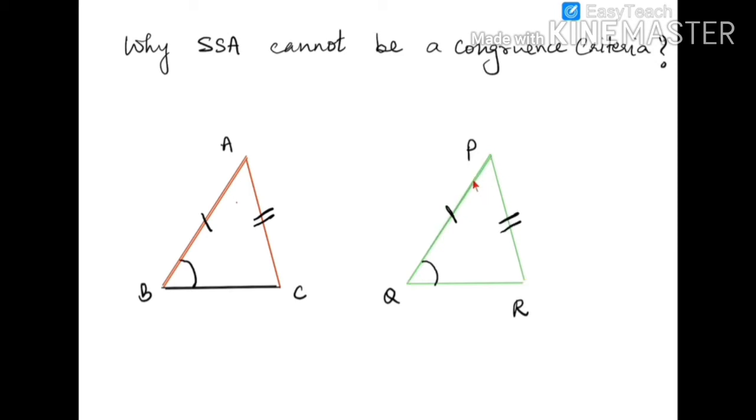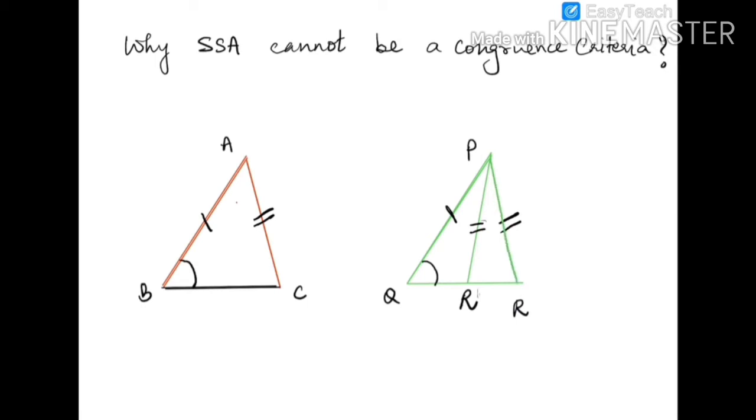However, I do not know what angle P is. So I can place PR like this to form triangle PQR. I still have PR equal to AC. But clearly we can see that these two triangles are not congruent because they do not have the same size and same shape.